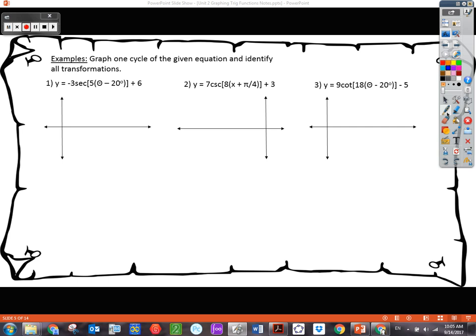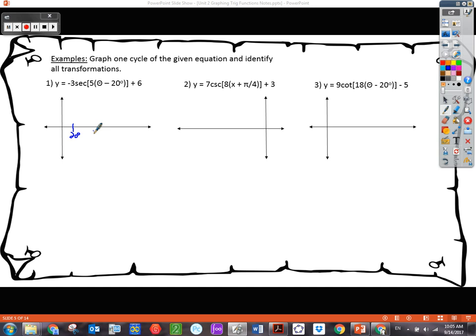Number 1, our phase shift is minus 20 degrees, so we go right 20 degrees. And the phase shift always starts off our graph, unless it's tangent, right? Tangent is the weird one. On all the other 5, the phase shift starts the graph, and then we move to the right. So I start at 20 degrees.